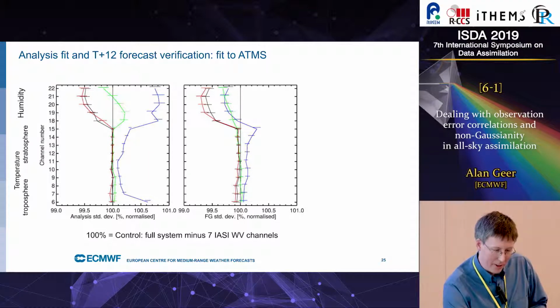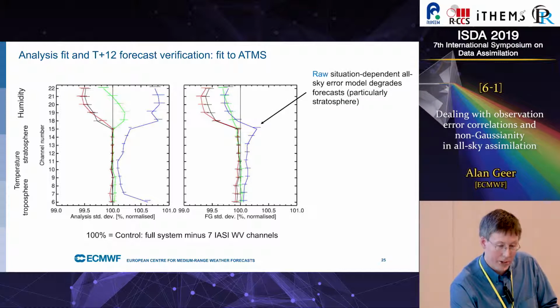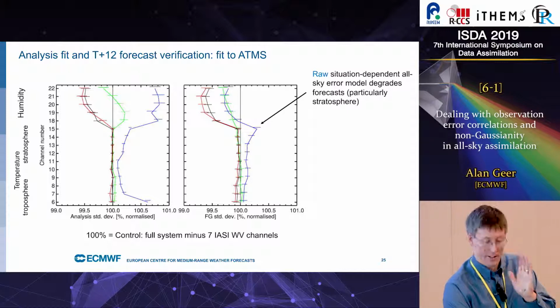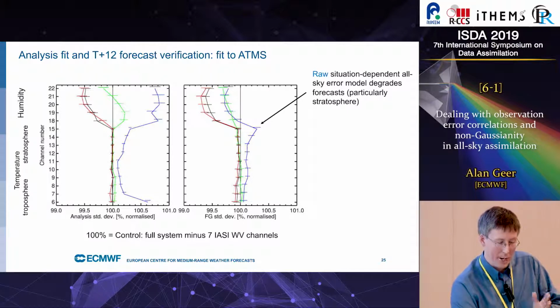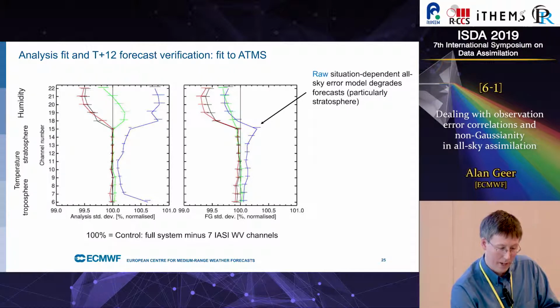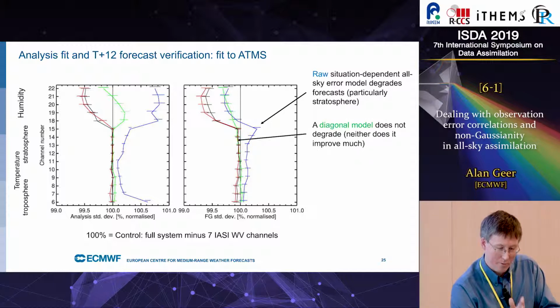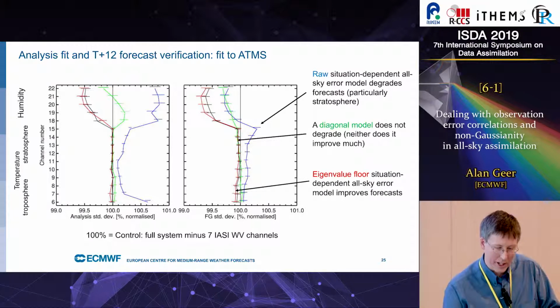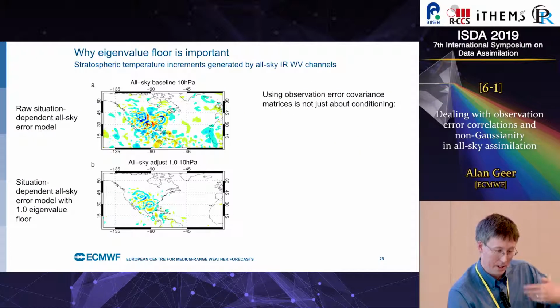I realize I'm out of time, so what to do? Just to finish off, this raw matrix wasn't working. 100% is a control system with no IASI water vapor channels. The blue is the impact measured against ATMS channels of using the error covariance matrix. It was making the situation worse in the stratosphere. The diagonal model wasn't, but with the eigenvalue floor, things started working. And to cut a long story short, without the eigenvalue floor, the increments were generating gravity waves. And there's a lot of reasons I think that was where that was coming from.